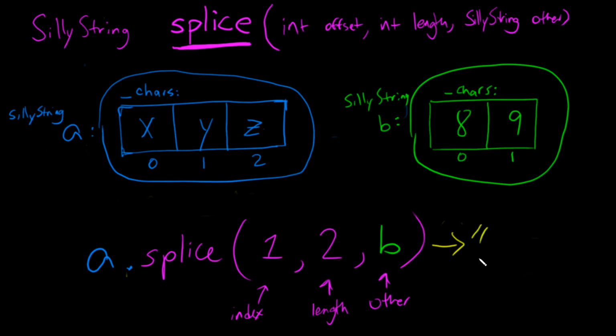So the first thing we do is we look at the substring up to the index. Up to the index 1 means that we're only looking at this part of the string. So that is x. And then we are going to concatenate to that the other string. So we are splicing in the other string by concatenating it, 8, 9.